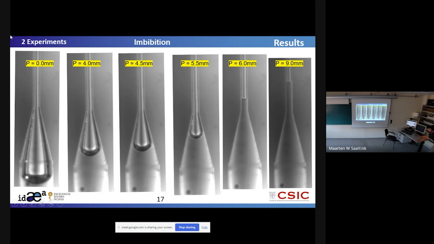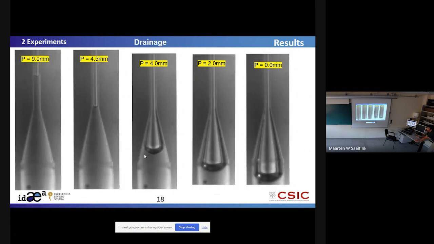But this at 4.5, it was still in this constricted region. During drainage, 4.5 was here. That means we have 2 different saturation values for the same given pressure. That means we have some hysteresis.